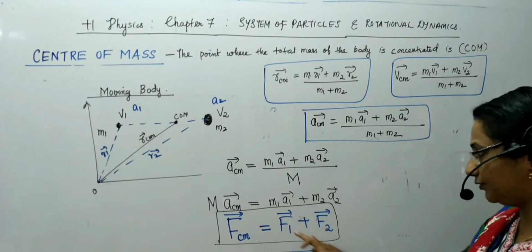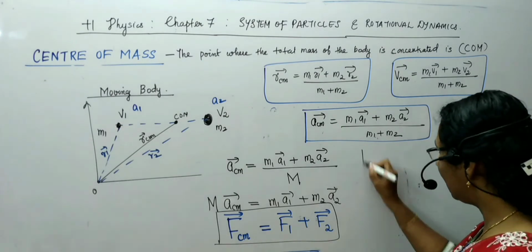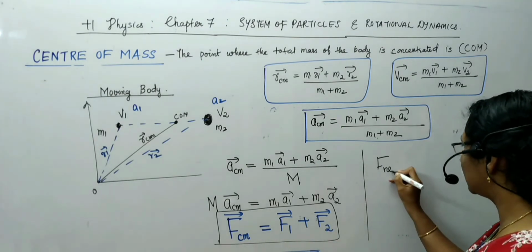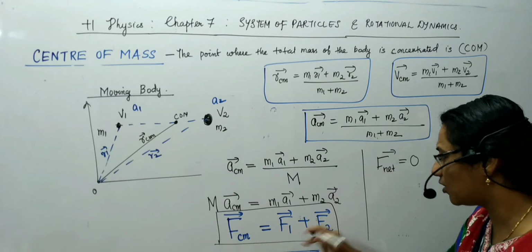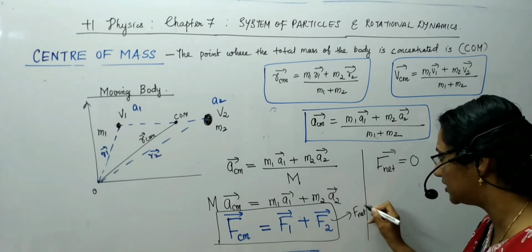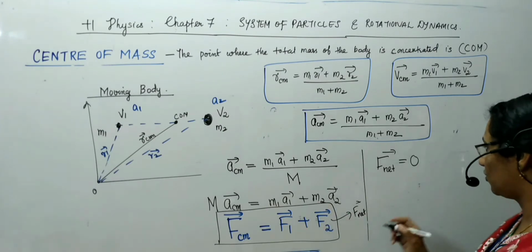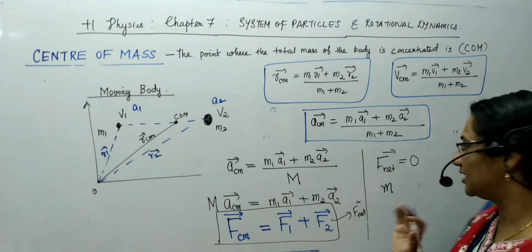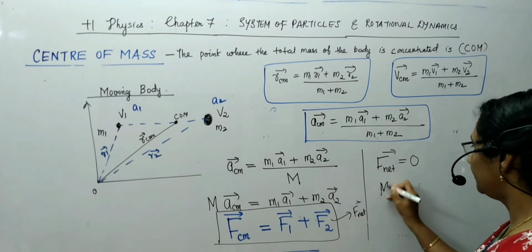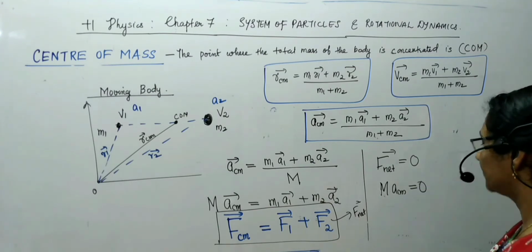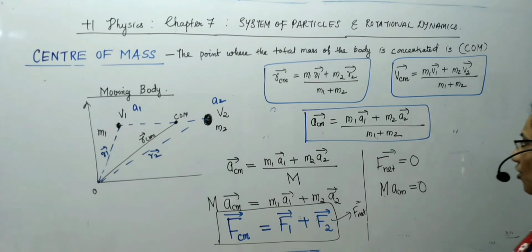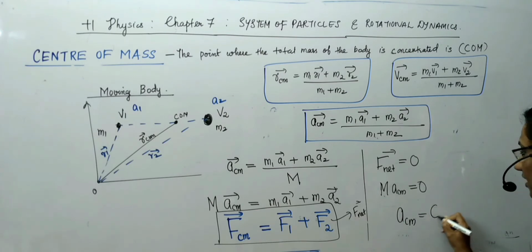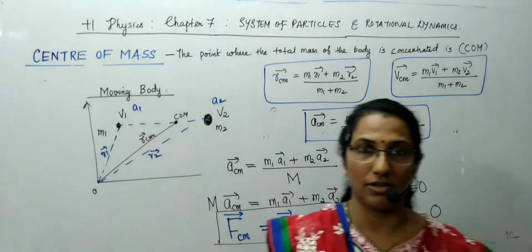F1 plus F2 is called the net force acting on the system. If the net force acting on the system is zero, then the force acting on the center of mass is zero. Mass times acceleration of the center of mass becomes zero. F_CM is zero, so M times A_CM is zero, and the acceleration of the center of mass is zero.